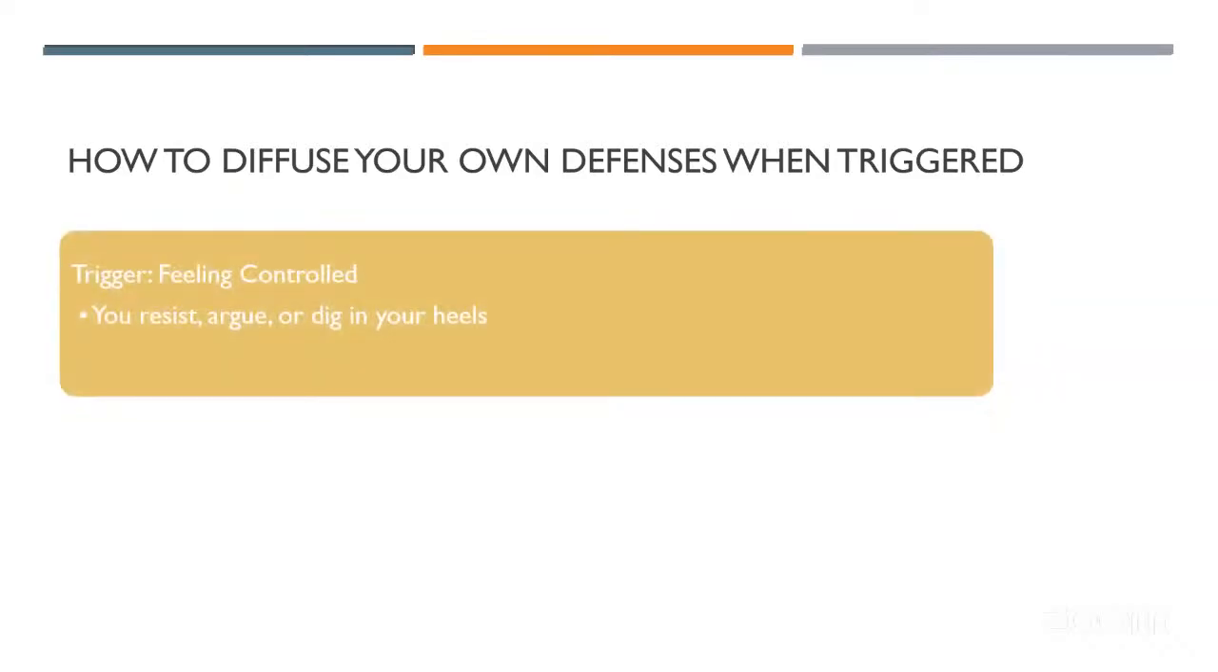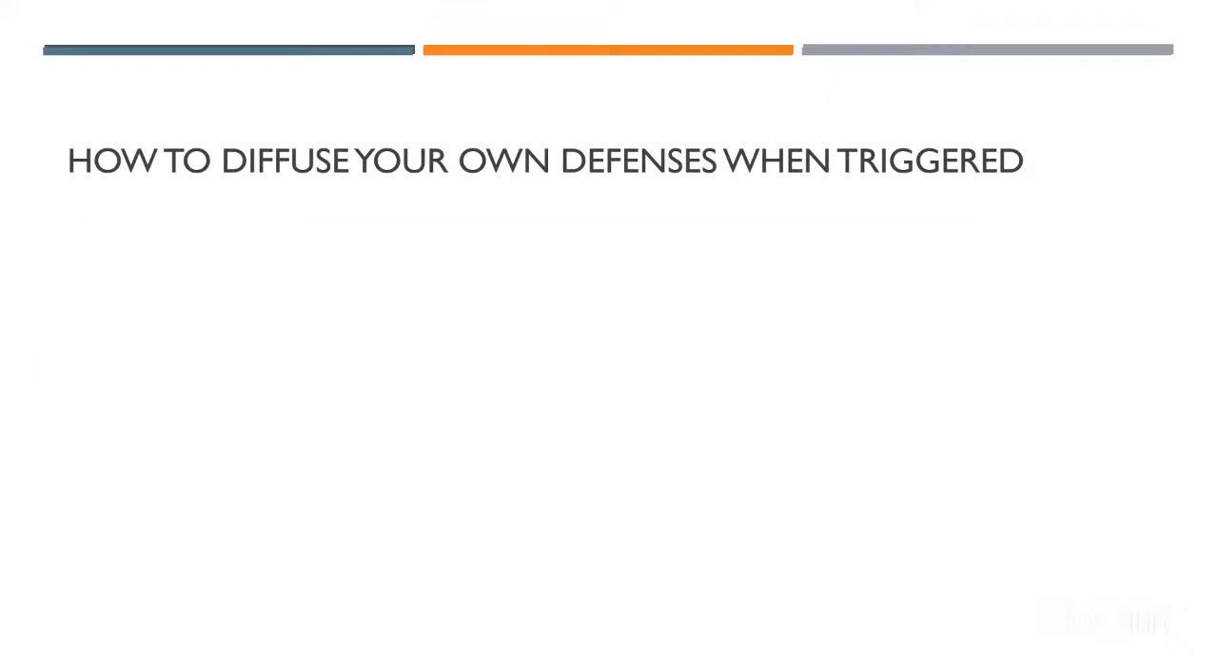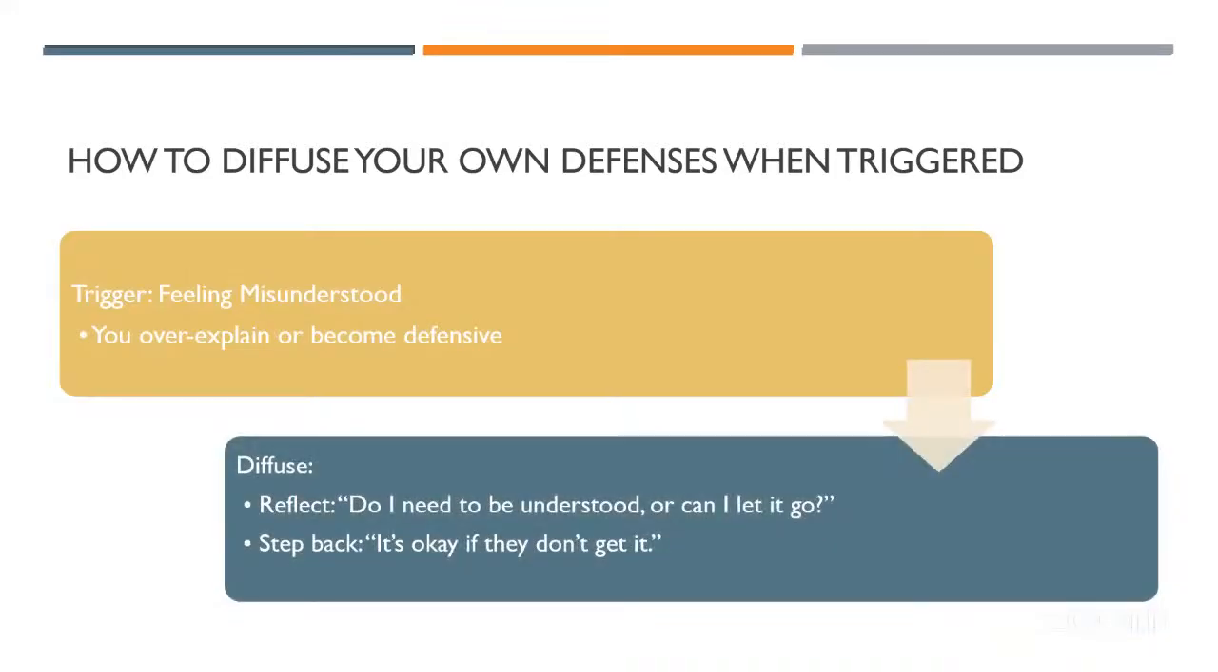Another example, feeling controlled. You resist, argue, or dig in your heels. The best action is to ask, is this really about control or about feeling unseen? Focus on what you can control. Another example is feeling misunderstood, and you will try to over-explain or become defensive. But it's better to reflect. Do I need to be understood or can I let it go? Sit back. It's okay if they don't get it.